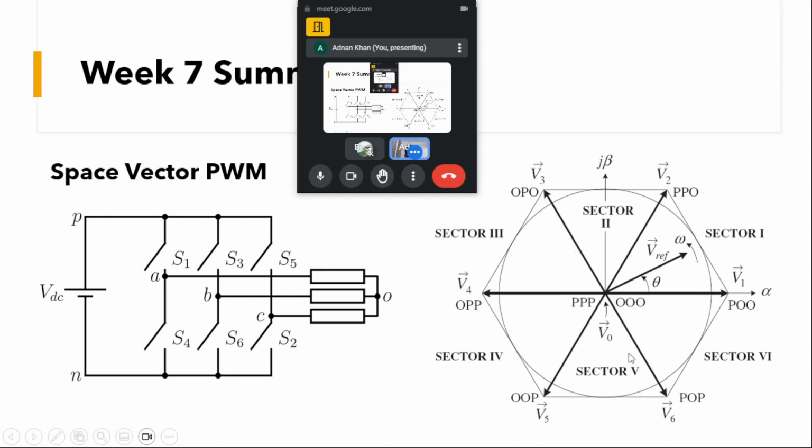In a similar fashion, like this at an angle of minus 60 degrees, you can see we are having POP. If our switching state is POP, like if we switch between this vector and this vector for an equal amount of time, we'll be getting this vector, that is vector 6.